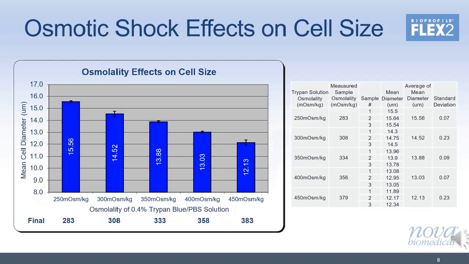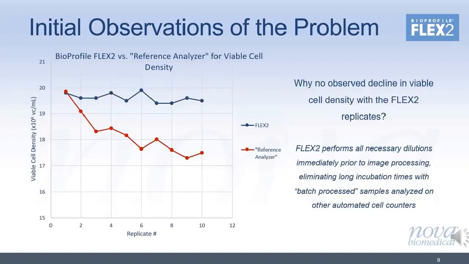Okay, so let's go back to the original graph where I showed the replicate results from the Flex2 compared to the reference analyzer. So the question is, why did we not observe the trend downward in viable cell density with Flex2? The answer is simple. Even though the Flex2 does dilute with trypan blue and an onboard diluent, if necessary with higher cell densities, the amount of time the sample incubates in that diluent is very short. This phenomenon is consistent with all of our cell density modules and analyzers.